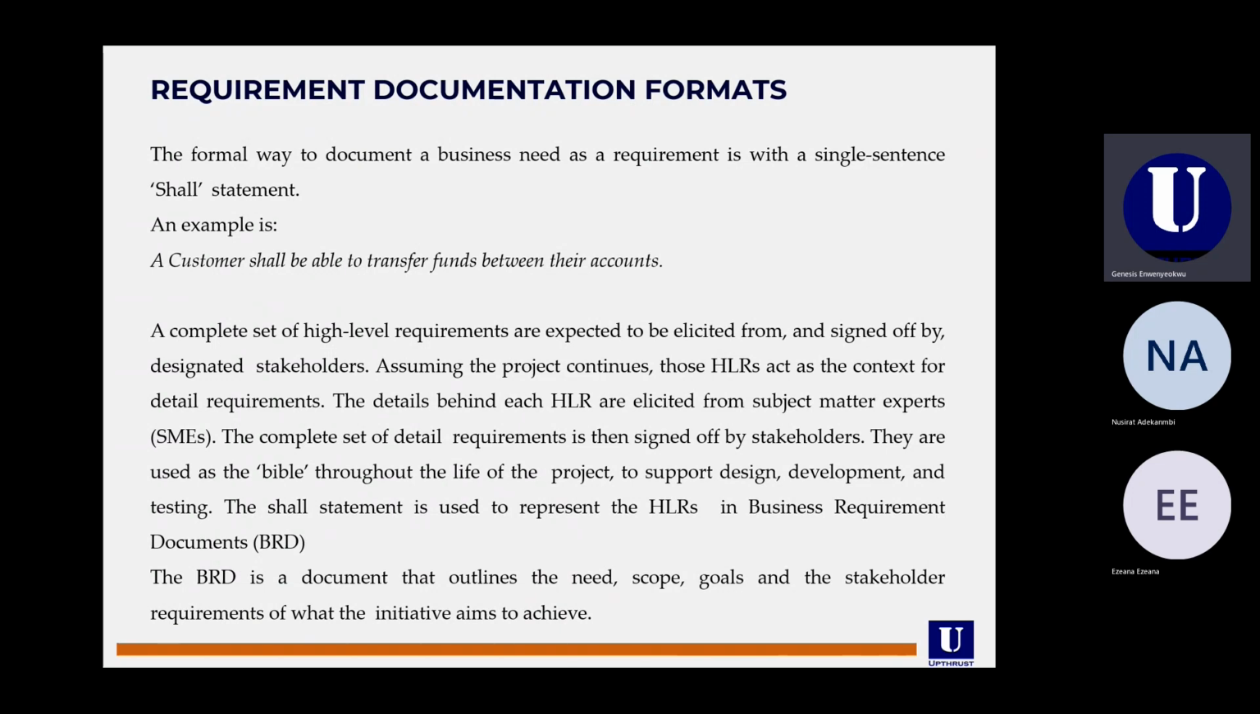Most times requirements take the shall composition, the single-statement shall composition, that says a customer shall be able to transfer funds between their accounts. So a complete set of high-level requirements is expected to be captured, elicited, and signed off by our stakeholders. Assuming that the project continues, these high-level requirements act as a context for detailed requirements, right? We call them high-level requirements because they speak business. Business stakeholders can easily understand what we are talking about, right?